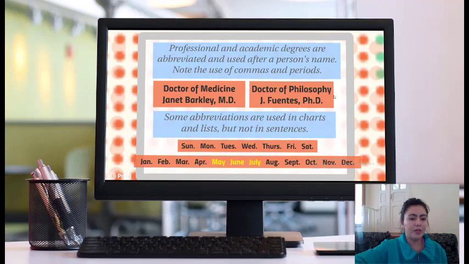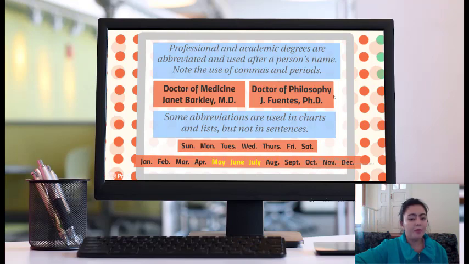Next one. Professional and academic degrees are abbreviated in newspapers and used after a person's name. Note the use of commas and periods. Doctor of Medicine, Janet Buckley, M.D. Doctor of Philosophy, for example, Jeremy Flintis, PhD. Janet Buckley, Doctor of Medicine, MD.